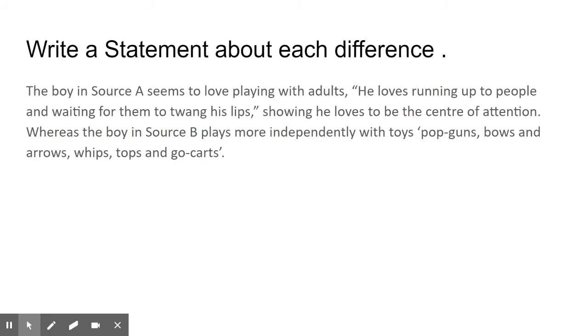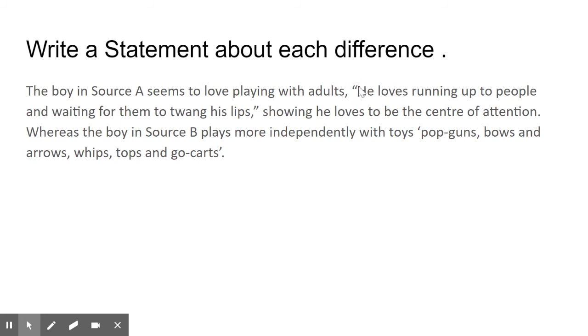So just to write that in a paragraph, the boy in source A seems to love playing with adults. He loves running up to people and waiting for them to twang his lips, showing he loves to be the center of attention. Whereas the boy in source B plays more independently with toys, pop guns, bows and arrows, whips, tops and go-karts. So I've immediately got some points here. I've identified some things to compare these quotes here, and I've just said what those quotes mean.